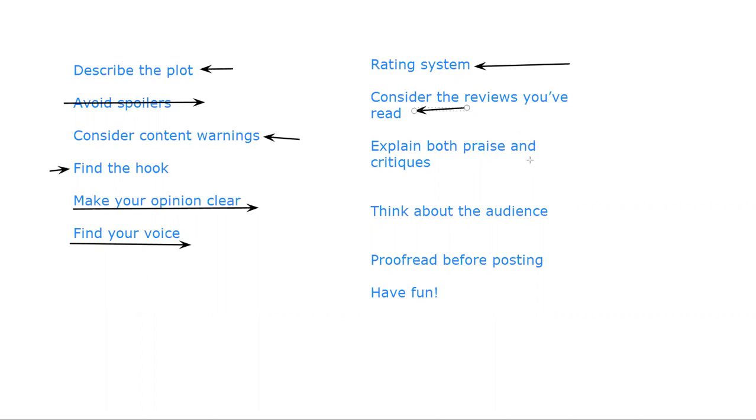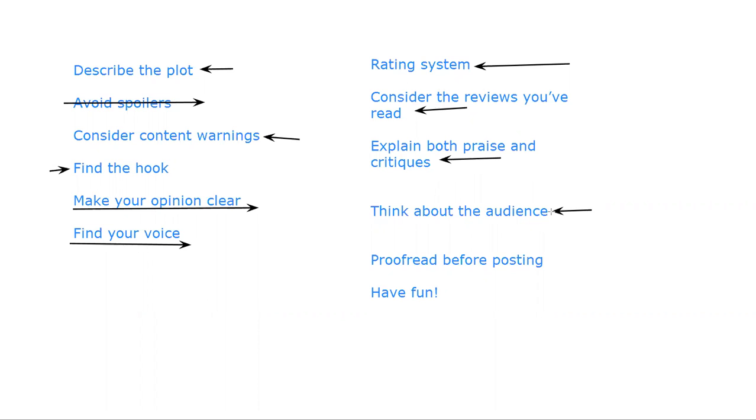You need to explain both the praise and critiques of the book. So, for example, it was a wonderful storyline, however, the book was a little bit too long. Think about the audience that you are writing for. If you know that the book is for children, then say it is for children.